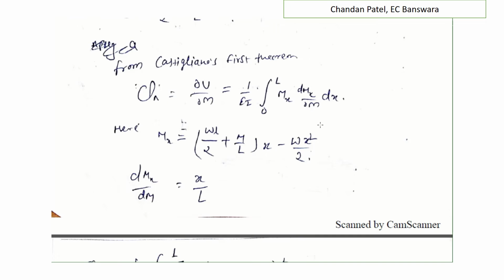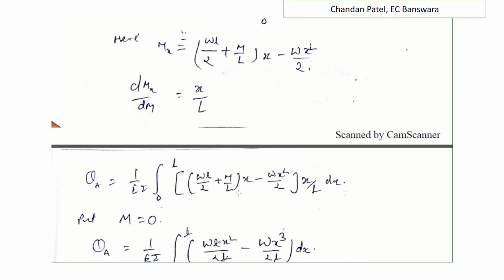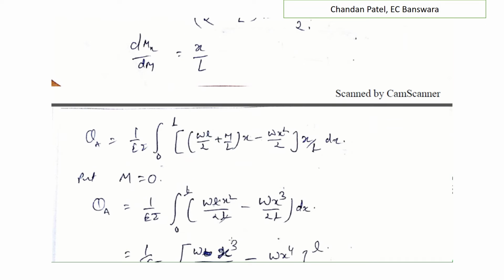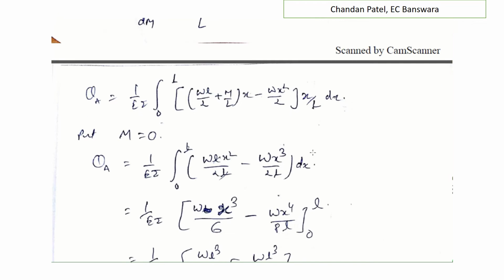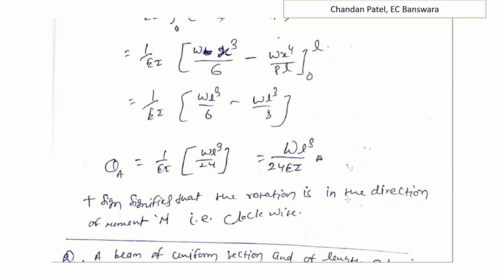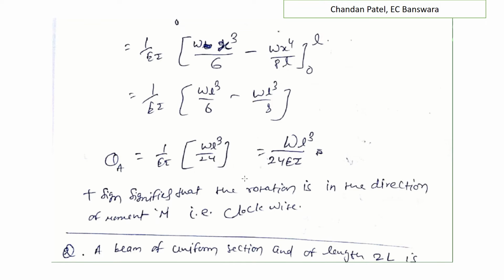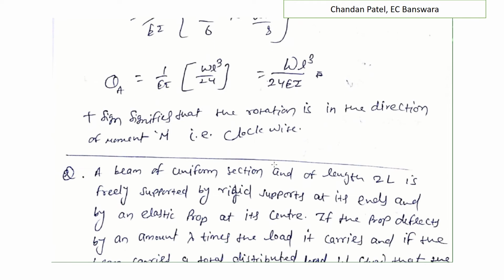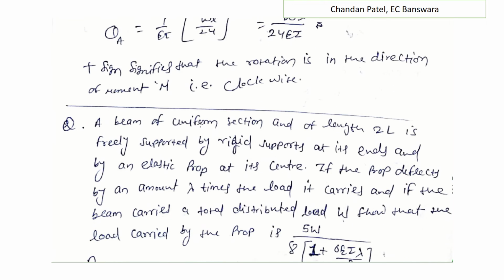We will put this in the equation for 0 to L, and put M equals to 0 because M is an imaginary moment, so we will get this equation, and now integrate this portion, we will get this value, theta A slope is WL cube by 24 EI. This is positive, so we can say that the rotation is clockwise in the direction of the applied imaginary moment. And there is the complete question.